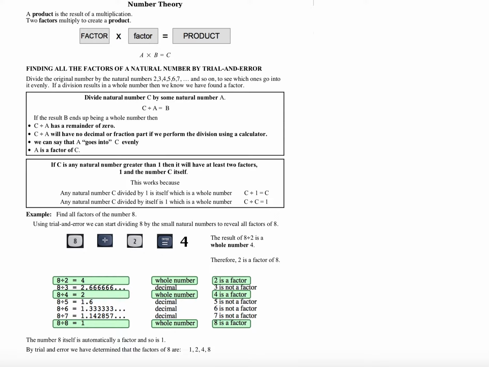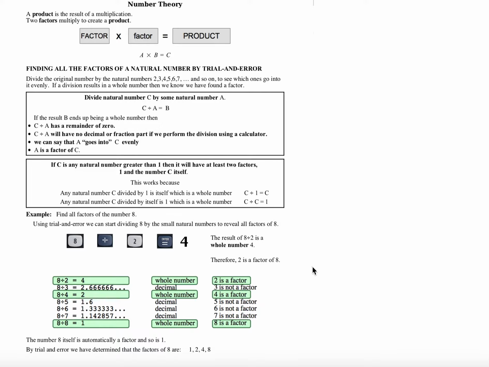All right, here we're going to try to find the factors of a number using what's called trial and error. A calculator is a really great tool for finding factors of a number. All we have to do is this process. We're going to divide the number in question by the small natural numbers until we've revealed all of its factors. I'll do, for example, the number 8. Let's say we want to find all the factors of 8.